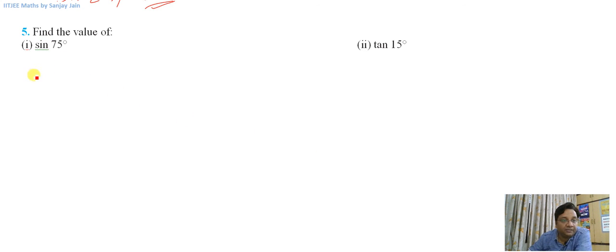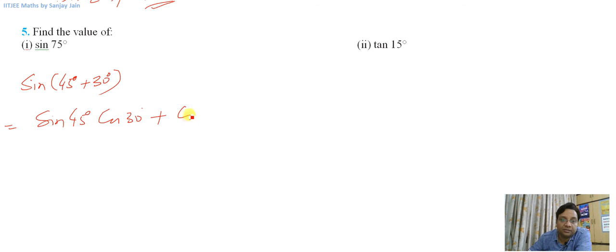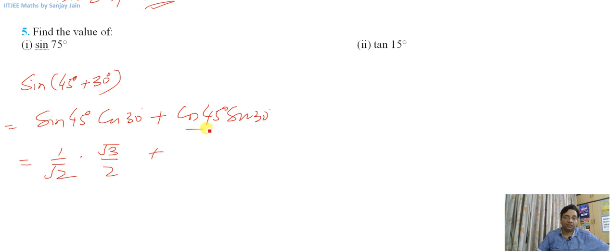Sine 75 degrees can be written as sine 45 plus 30. So it is sine A cos B plus cos A sine B. Now this is 1 by root 2, this is root 3 by 2, this is 1 by root 2, this is 1 by 2. So you can write it as root 3 plus 1 divided by 2 root 2.